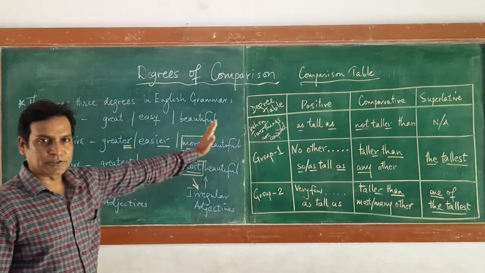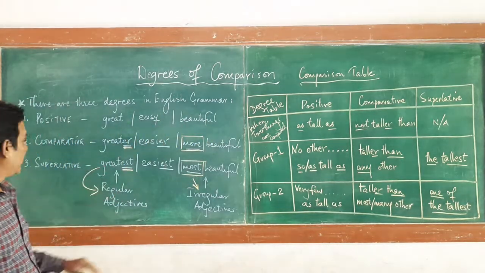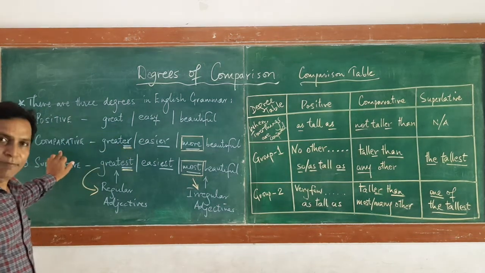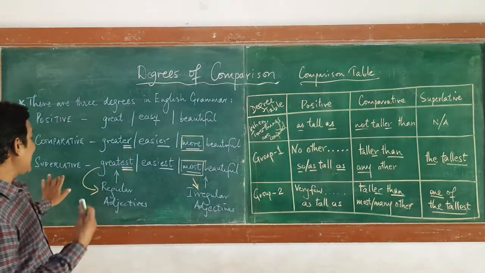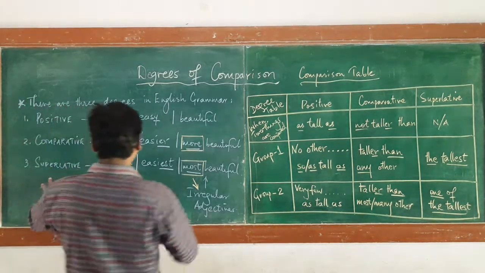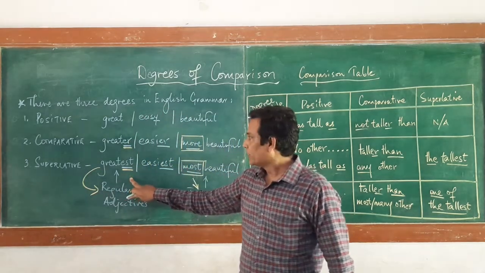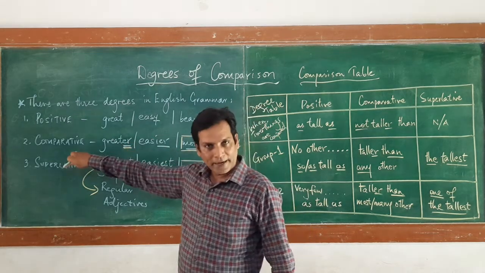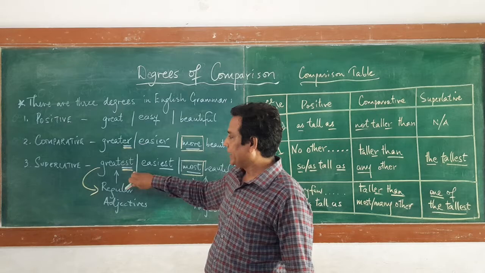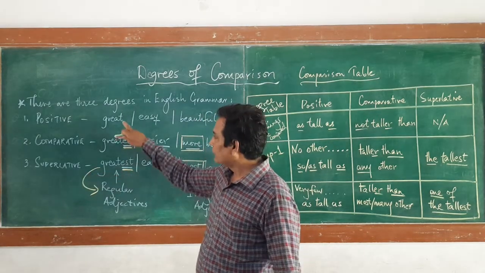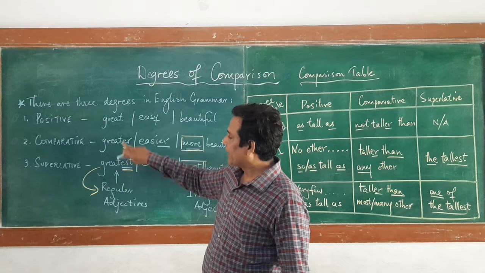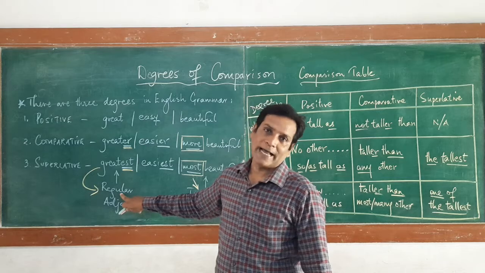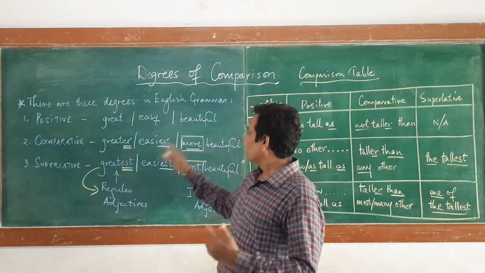So let us first understand what are the positive, comparative and superlative degrees. The positive degree, great, becomes greater in the comparative form, and then when we go on to the last degree, that is the superlative degree, it becomes greatest. As you can see, we add er for the comparative form and est in the superlative form. These types of adjectives where we can add er and est are known as regular adjectives. Okay.